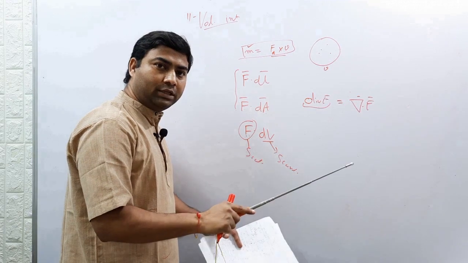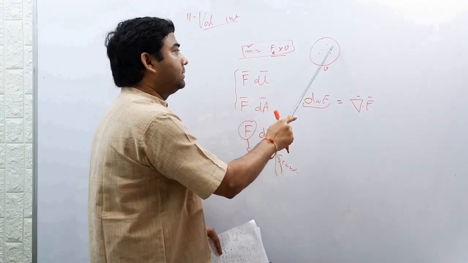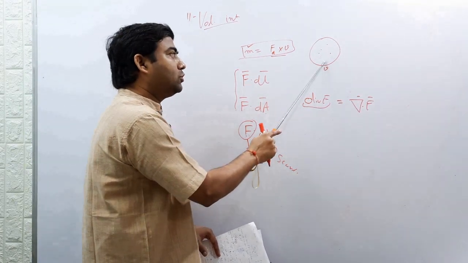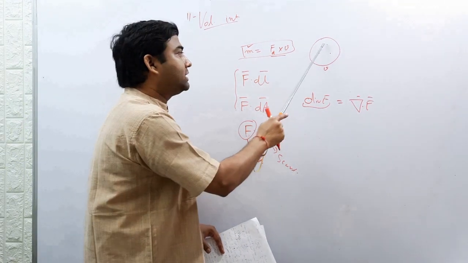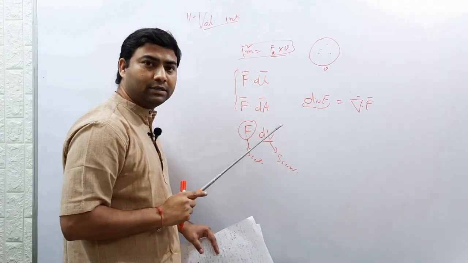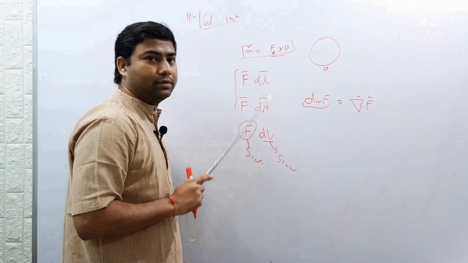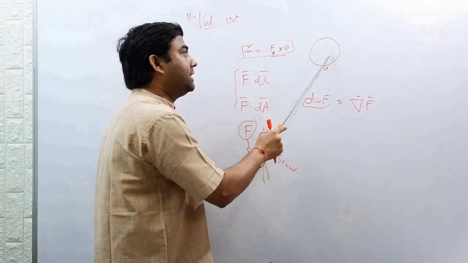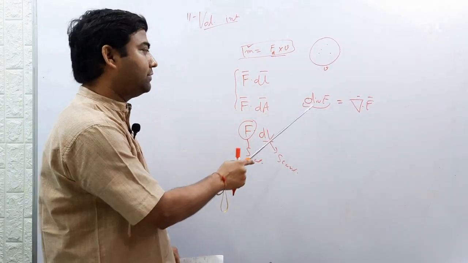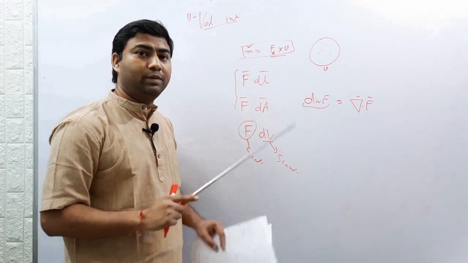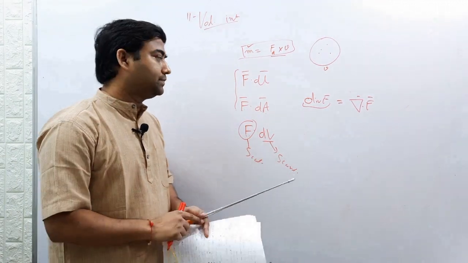Divergence we have found at a point. So it may be the same at all points. It may be constant at all points, the divergence of a vector field, or it may change at different points. Divergence may change at different points, but it is scalar everywhere.